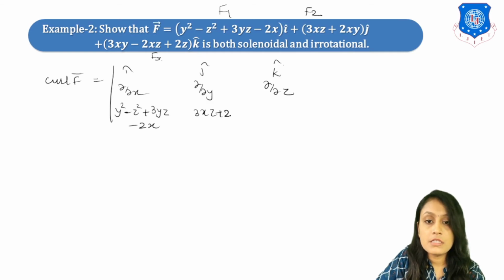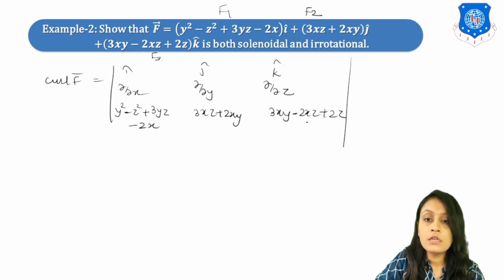3xz plus 2xy. Okay, and what is f3? 3xy minus 2xz plus 2z. Okay, so this is your formula to find curl f. Now we'll simplify this.